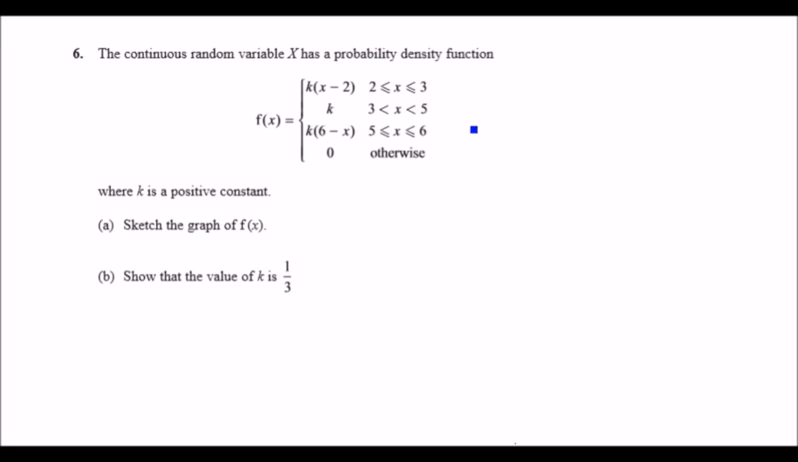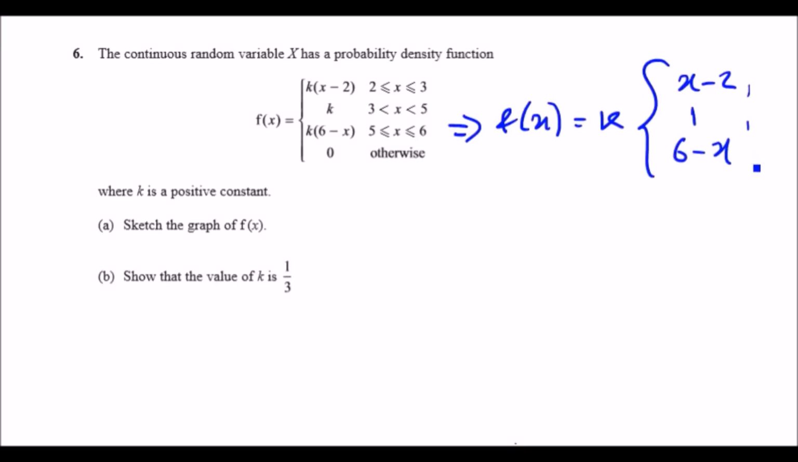So what I personally do, I would rewrite all of this as f(x) equals k times, and then everything else: x minus 2, and then that's just going to be 1, and 6 minus x. And that's it, and they all have the same ranges. So that's the basic bit. Now, what do we do from here?